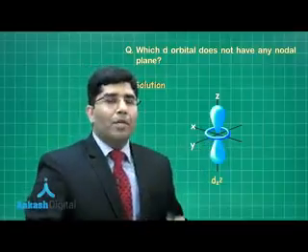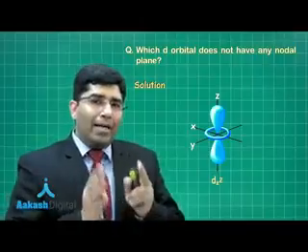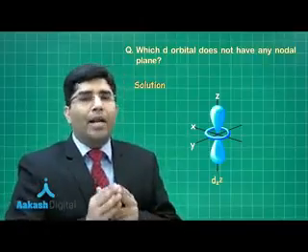So this was the meaning of angular nodes and the radial nodes. Let's discuss the electronic configuration.